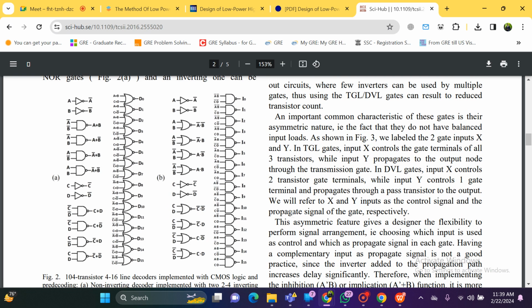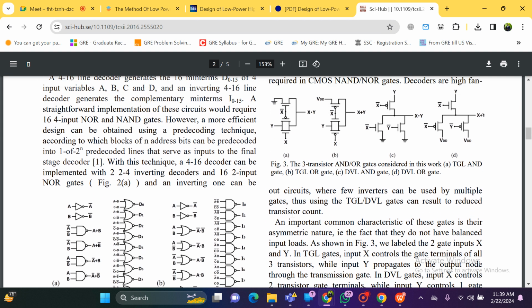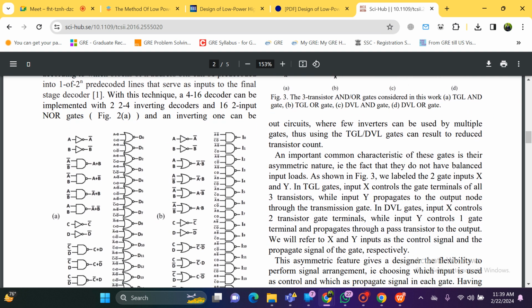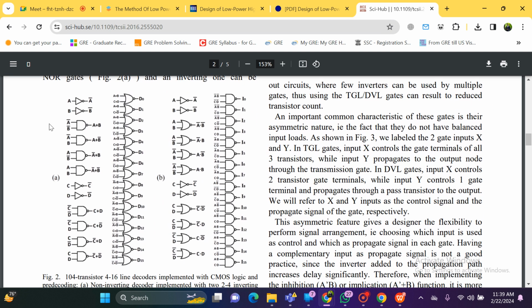Okay, so here it is given. So now you can see these are the NOR gates. Okay, so a 4 to 16 decoder has been designed. So from this you can have a clear idea.